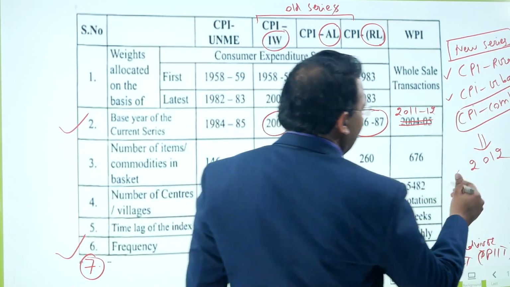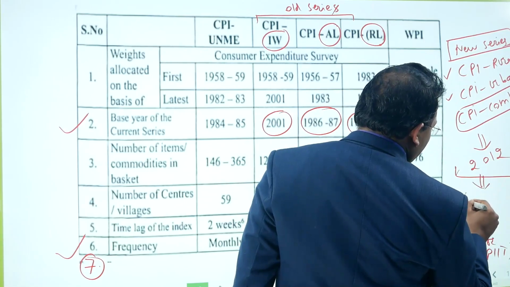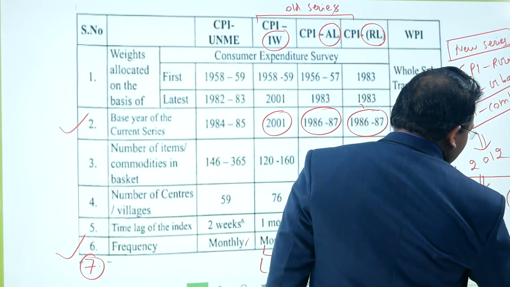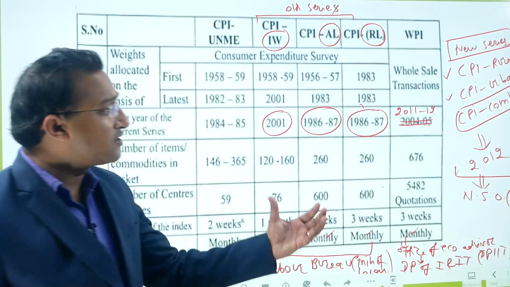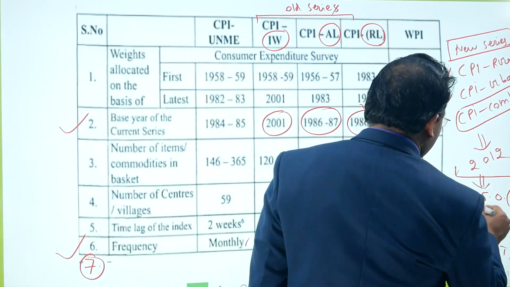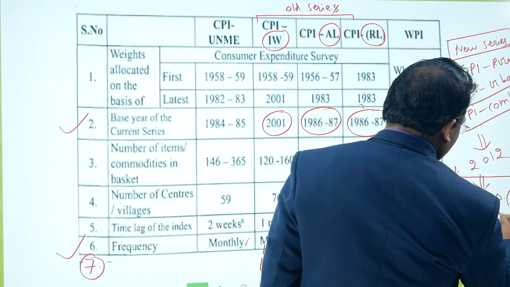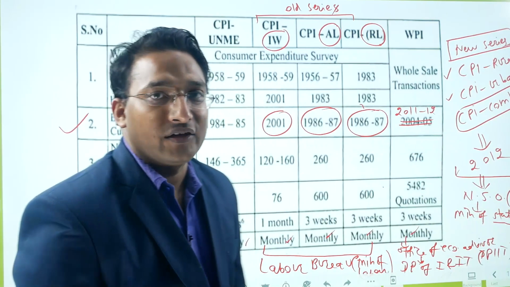CPI combined and CPI rural and urban are given by the National Statistics Office. Earlier this was called CSO, Central Statistical Office. Now this is called NSO, National Statistical Office, and this is under the Ministry of Statistics and Program Implementation.